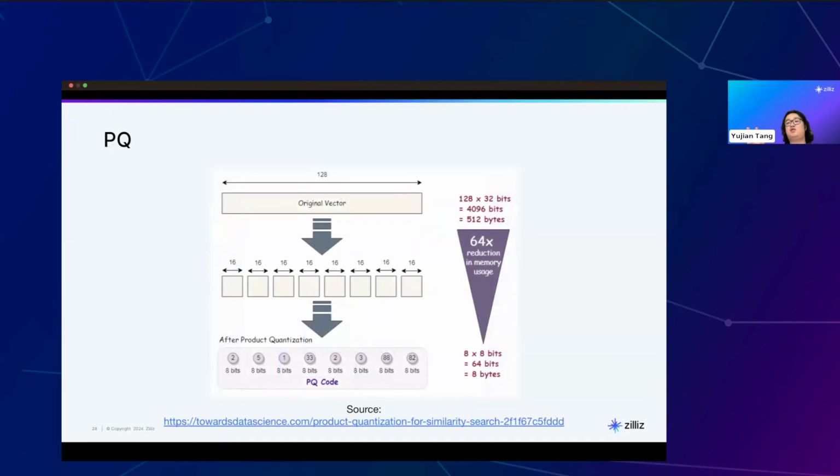And then next is product quantization, which is essentially scalar quantization across the entire index. So it's not just one vector, but it's horizontal and vertical. And product quantization saves a lot more space than scalar quantization. And it also is a lot less accurate when it comes to search.